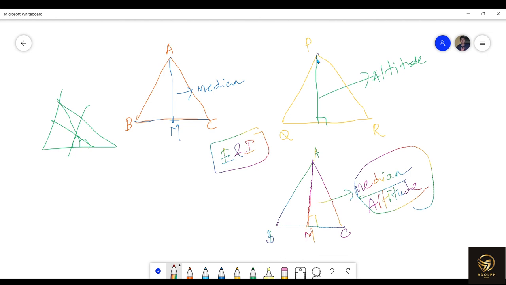Suppose if you see for this question, maybe here the midpoint and median will be this one as median, and for this if you see, maybe it is going to be the perpendicular. So one median, one altitude, one median, one altitude. But for equilateral and isosceles alone, they both are the same.